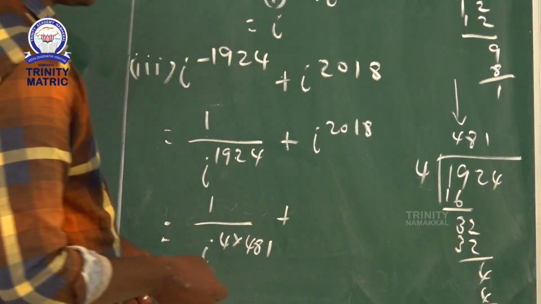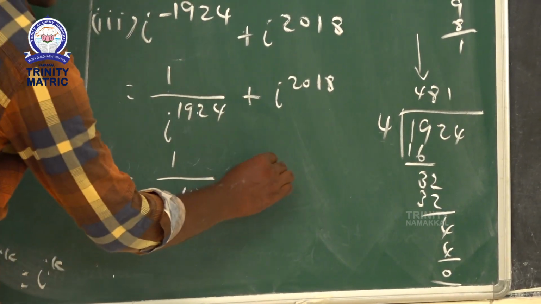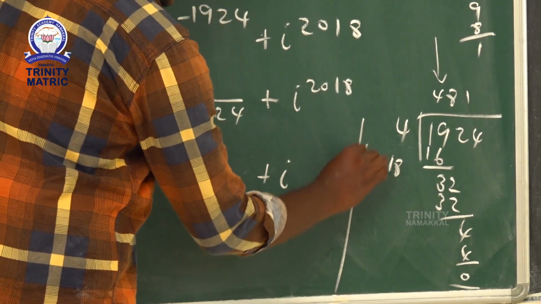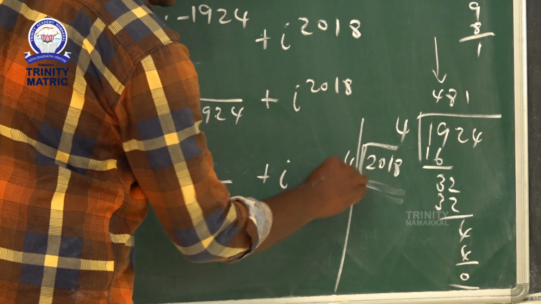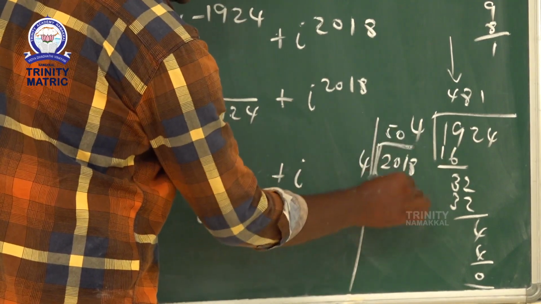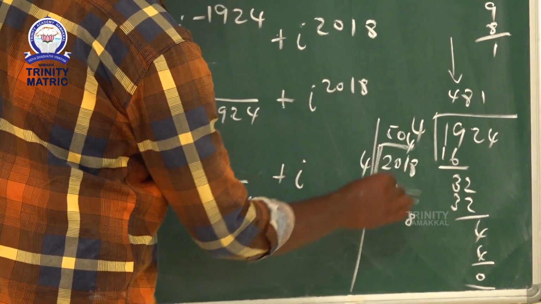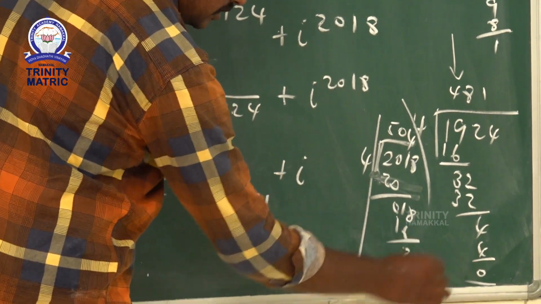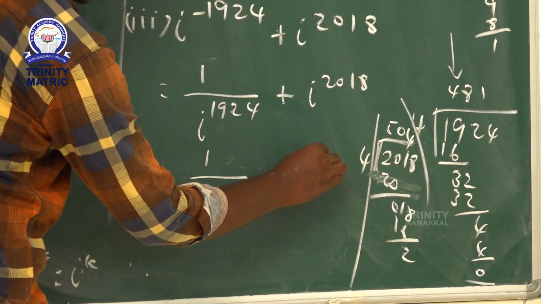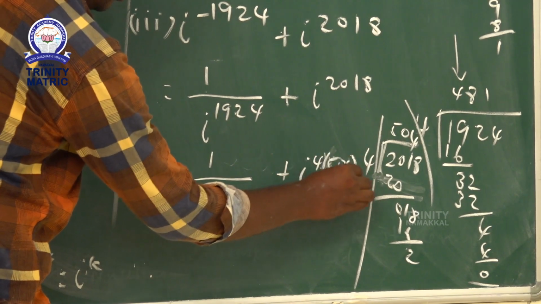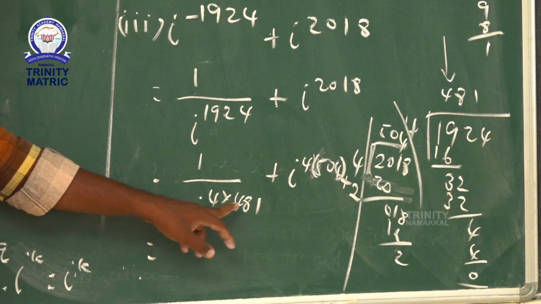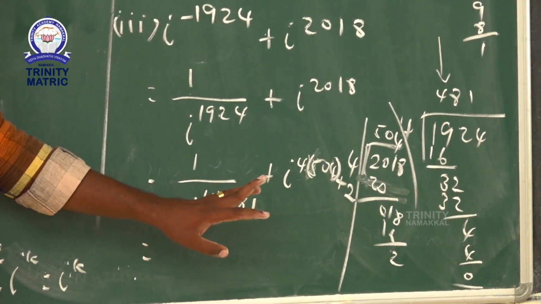i power 2018 can also be divided by multiples of 4. So i power 2018 can be divided by the same 4. Here 5 4s are 20, the remainder is 0. Take another digit, 0, 118. So 4 4s are 16, so remainder is 2. So i power 4 into 504 plus 2. Next step, here i power 4 into 481, and then the remainder does not exist.